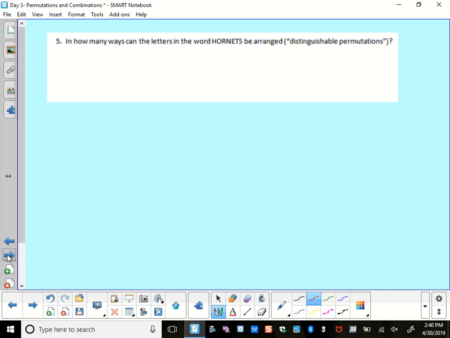In how many ways can the letters in the word hornets be arranged? And it says distinguishable permutation. Permutations. Do you think we're going to be using C or P? So I don't know how many we use. It tells you right here. What does it say? Permutation. Anytime they ask us how many different ways a word can work, or we can rearrange the letters, it's going to be permutation.